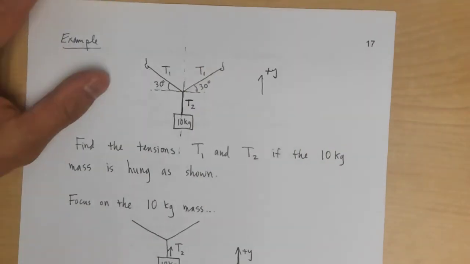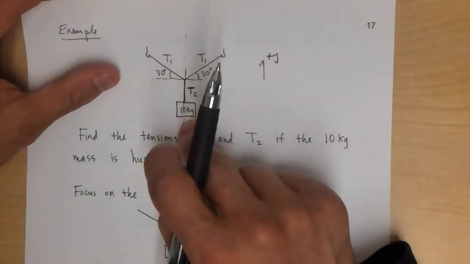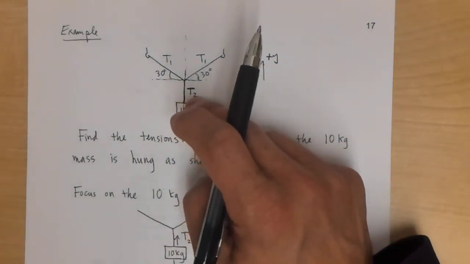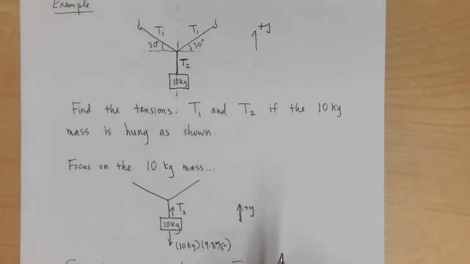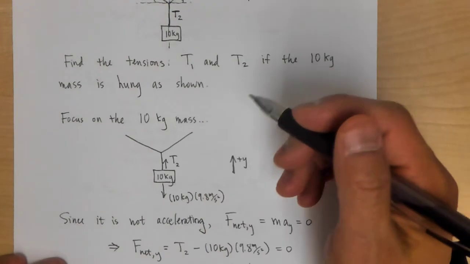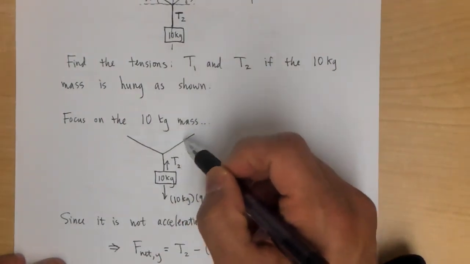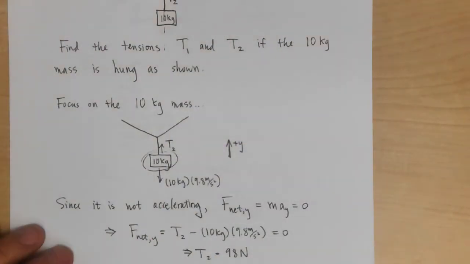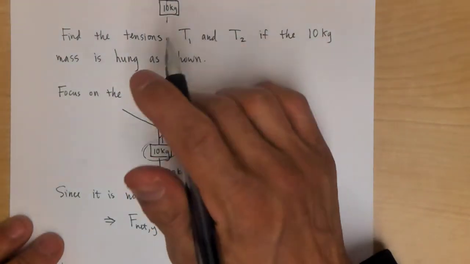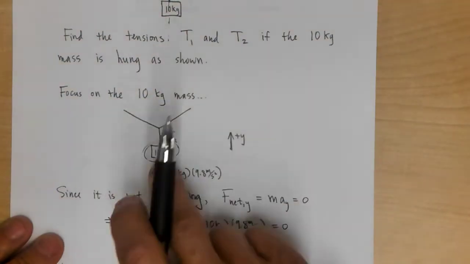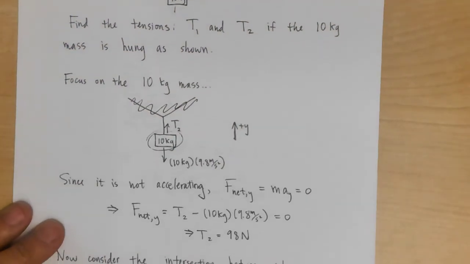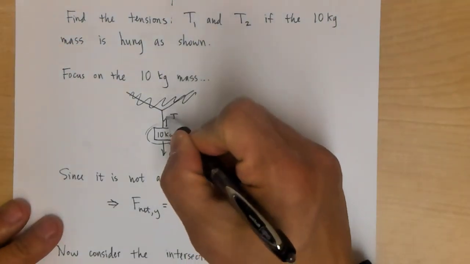The question is, if this is a 10 kilogram mass that's pulling on the string, then what are the tensions? Let's first get the easy one. Let's focus on the 10 kilogram mass and try to get T2. We're just focusing on the 10 kilogram mass. These other tensions really don't touch the mass, so I've drawn them, but I should just ignore all this.